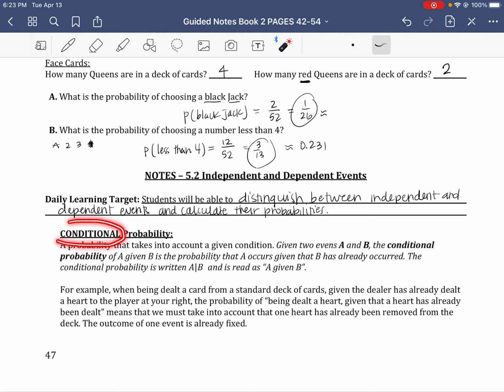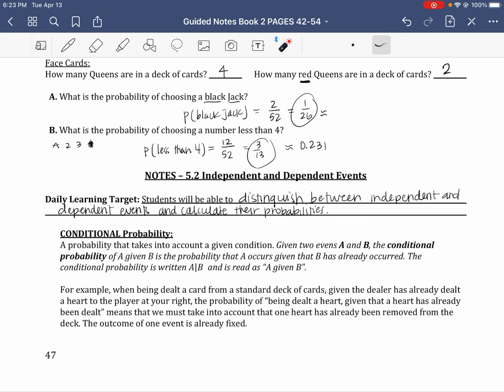To start out with, we're going to talk a little bit about conditional probability and how we calculate that. And then we'll talk more specifically about what happens if more than one event occurs, or we want to find the probability of more than one thing happening. We call it joint probability. So, first of all, conditional probability.